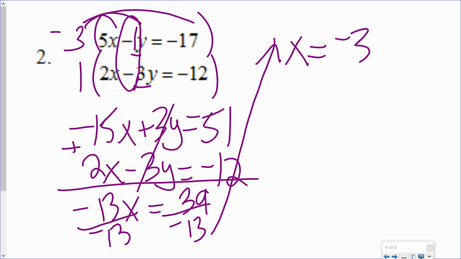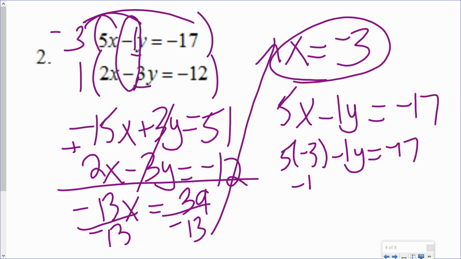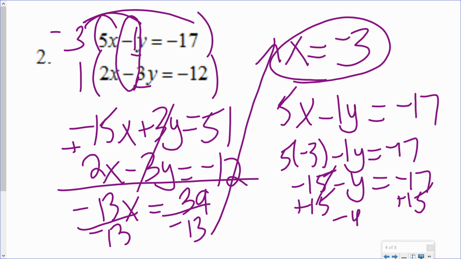X equals negative 3. Now that I have one variable, I substitute it in to find the second variable. It does not matter which one we choose. I'll do the top one. 5x minus 1y equals negative 17. 5 times negative 3 minus 1y equals negative 17. Negative 15 minus y, I can drop the 1, equals negative 17. Add 15. Negative y equals negative 2. Y equals 2. So my answer is negative 3, 2.